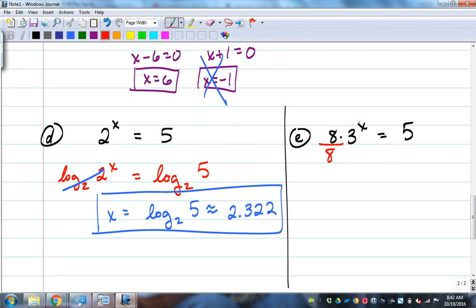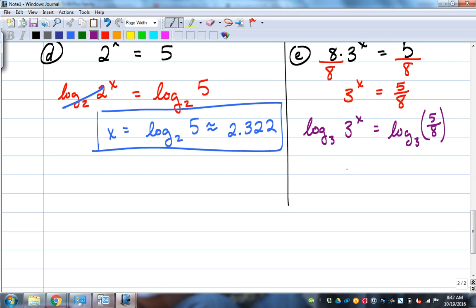I know you're thinking, well, we're doing logs, and there's not a log in that problem yet. So I'm going to get the part that has the variable in the exponent by itself before you do any log stuff to these. All right. And then, yeah, that's when you can do log base 3. And that's going to be x equals log base 3 of 5/8, which is approximately how much?